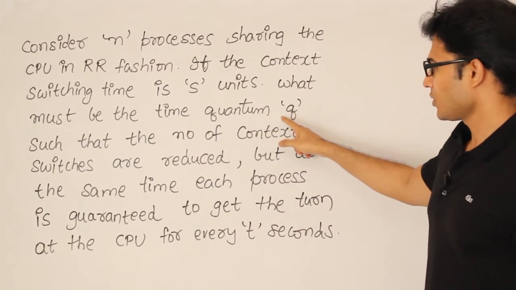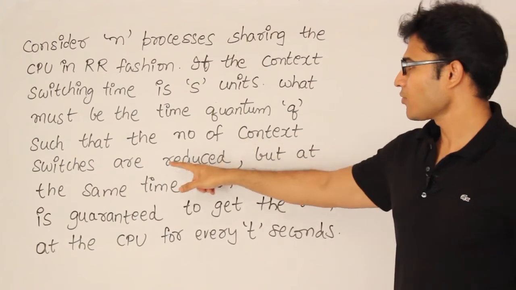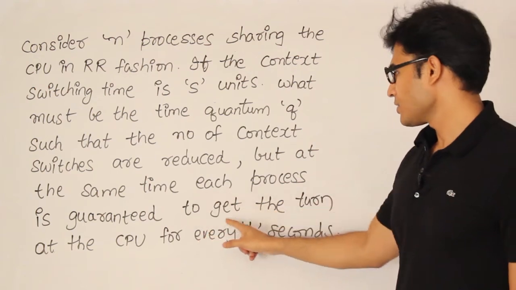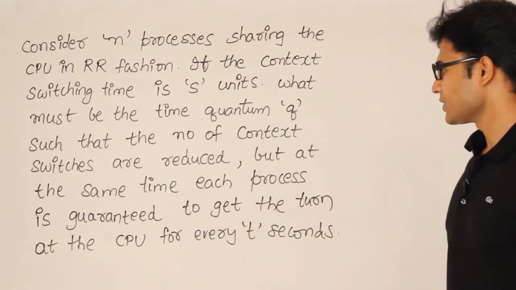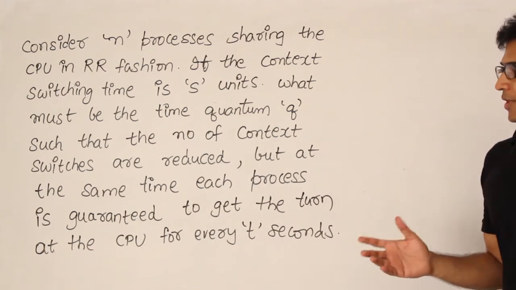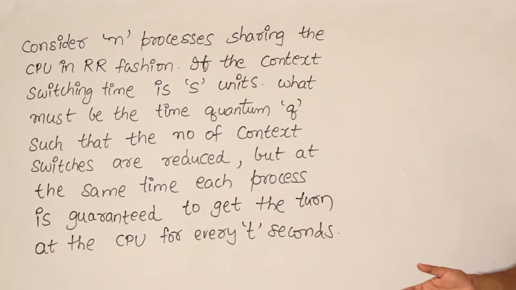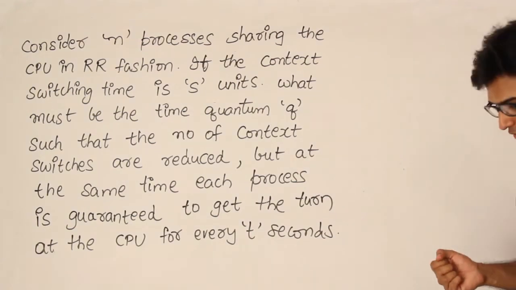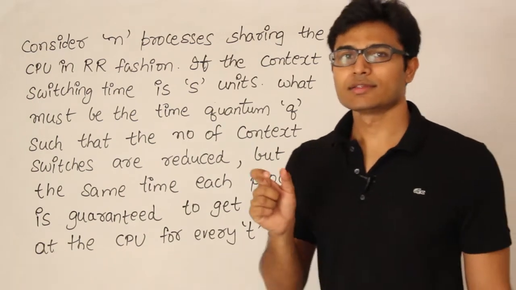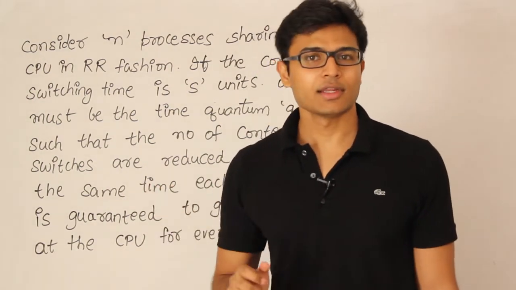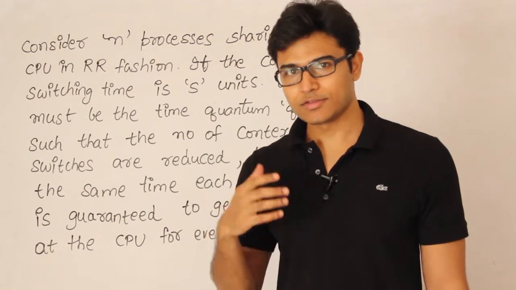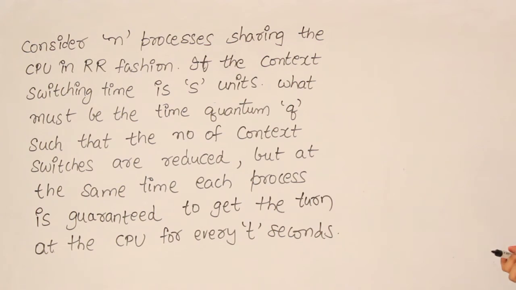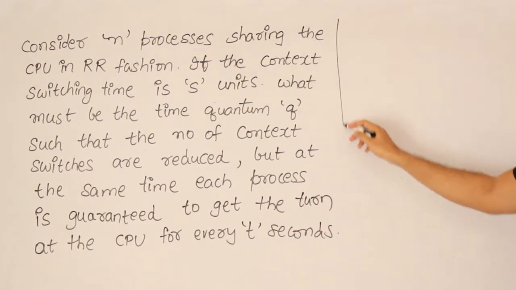What must be the time quantum q such that the number of context switches is reduced, but at the same time each process is guaranteed to get a turn at the CPU every t seconds? They are giving you some parameters: one is the context switching time, then the time quantum, and then the number of processes. Now they are asking how the time quantum should be adjusted so that every process gets its chance every t seconds. So in order to answer this, the question is like this.